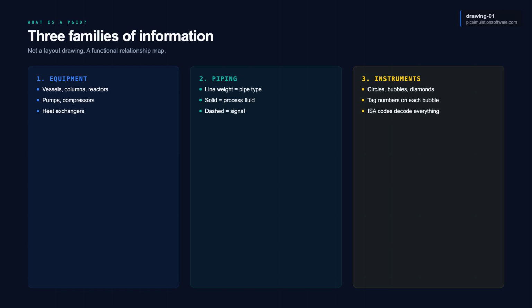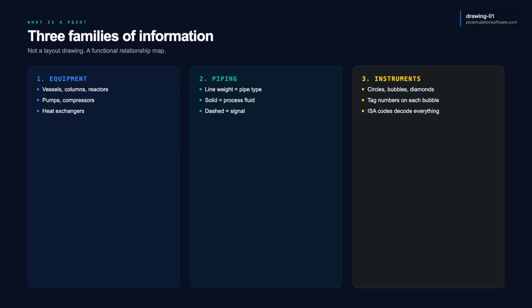First, the process equipment. Vessels, heat exchangers, pumps, compressors, reactors, drawn as simplified geometric shapes. A vertical cylinder is a column. A horizontal oval is a vessel. A circle with a triangle inside is a centrifugal pump. Second, the piping. Lines that connect the equipment.